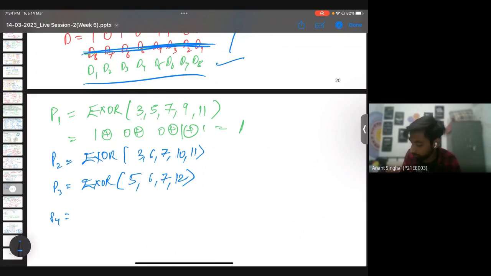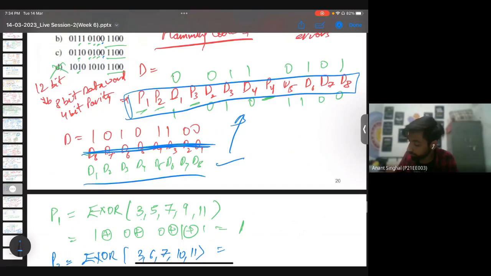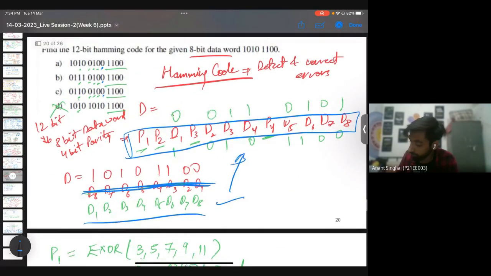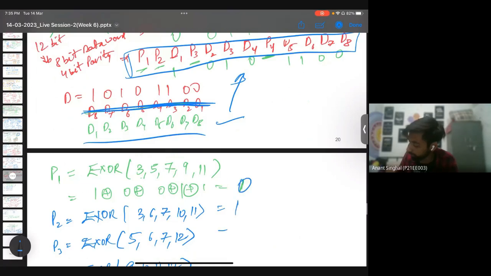And P4 was nothing but XOR of 9, 10, 11, 12. Once you calculate it, it will be nothing but, even P2 is 0, 1. Yeah, so it will be 0, 1, 1, 0.